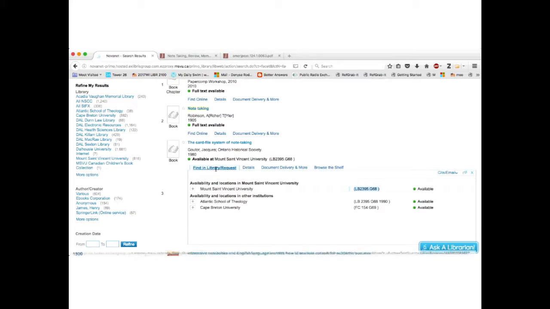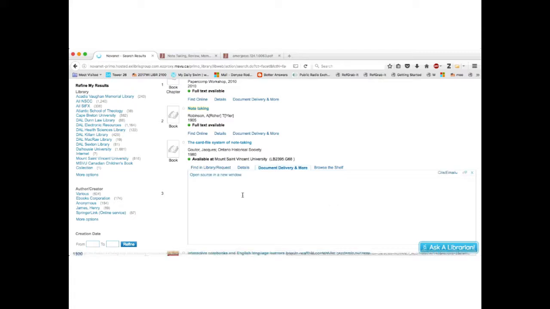If someone had borrowed this book, you can also look to see if it's available at other libraries. And then you can always request it through document delivery to be delivered to you. The document delivery is quite quick. It's usually about 3 days, plus or minus, and it's absolutely free.